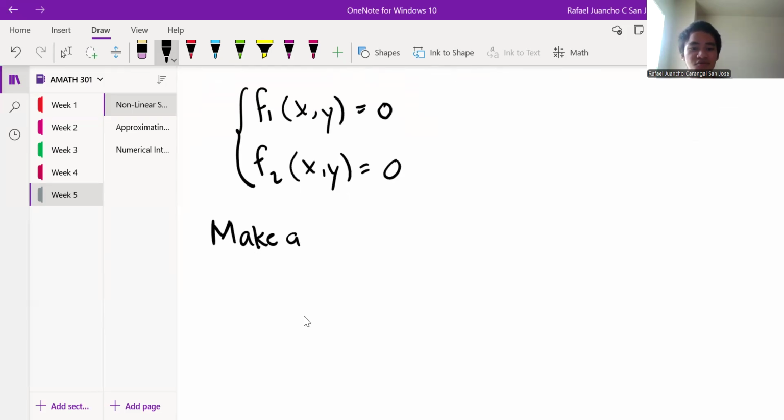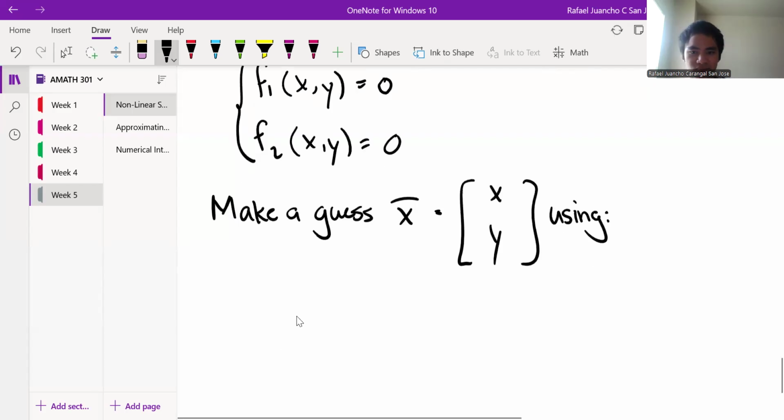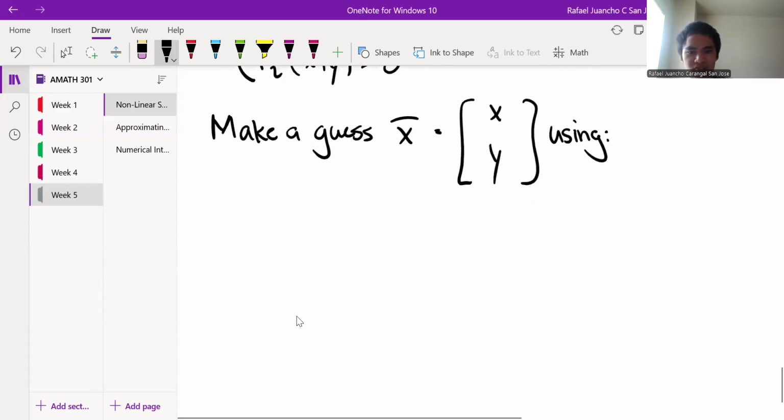So in the previous video, we said that, oh, okay, I have to make a guess in order to begin this method. So let's make a guess. Let's do some x vector. Here I make a guess of x and y, right? So I make a guess of x and I make a guess of y. They can be any. Honestly, they can be any. And we're going to use this formula here. We're going to use x n plus 1.